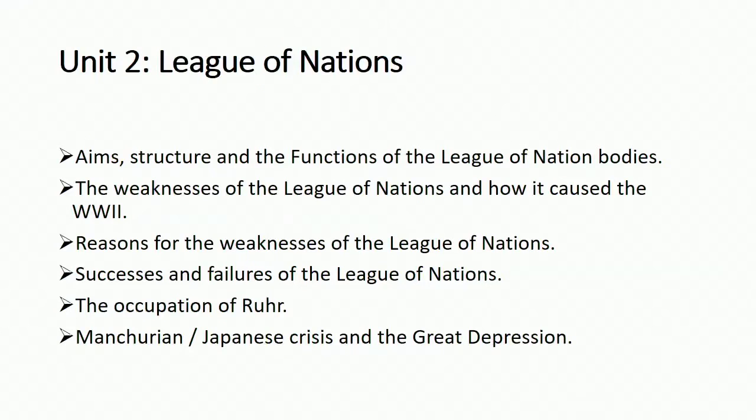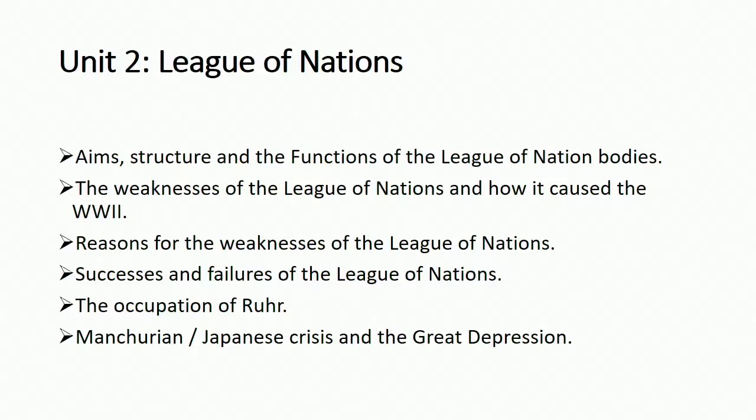Unit 2. It's about the League of Nations. Remember, the League of Nations was established in the 1920s. And this League of Nations was part of what was discussed in the Paris Peace Conference.